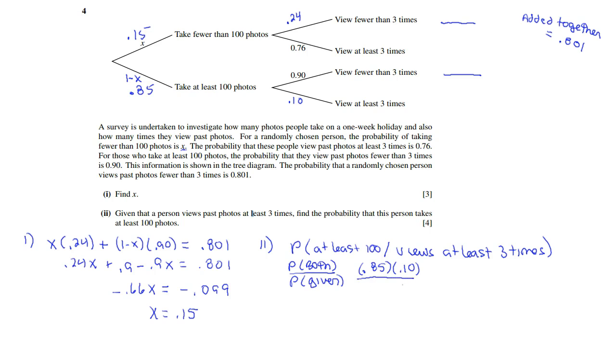Now, the probability of the given thing happening, we already know the probability of viewing fewer than 3 times. So the probability of viewing at least 3 times must be 1 minus that. All right, so all I'm going to do is take 0.85 times 0.10, divide by 1 minus 0.801, and I get the probability is 0.427.